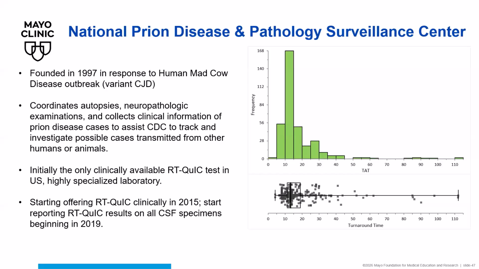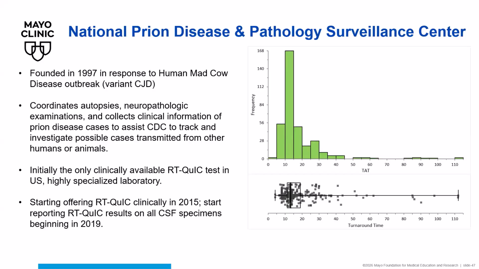So I did want to spend the last couple minutes here just talking about the National Prion Disease Pathology Surveillance Center. They were founded in 1997, originally around the human mad cow disease outbreak. They do coordinate autopsy, neuropath exams, collect clinical information. They report to the CDC to track and investigate prion cases in the US. Originally, they were the only clinically available RT-QuIC test in the US. They're a very highly specialized lab.